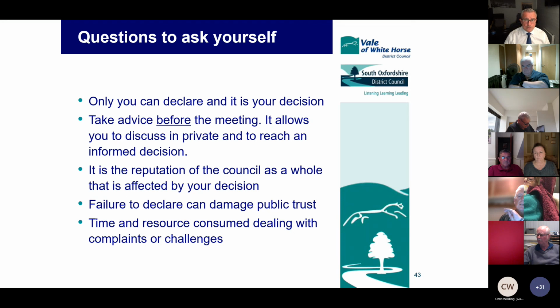So you know whether you've got an interest or not. It's a personal matter for you to decide. I always say take advice before the meeting. There's nothing worse, really, as monitoring officer, than being asked in a meeting, when you have to get the facts from the councillor in a public meeting and then take a view.